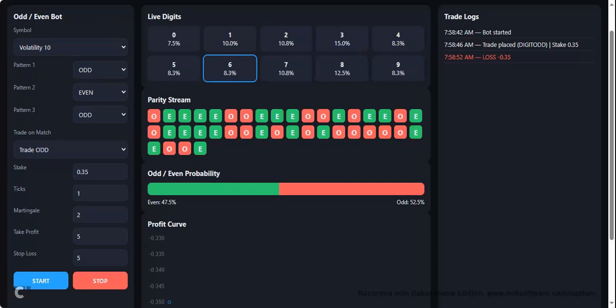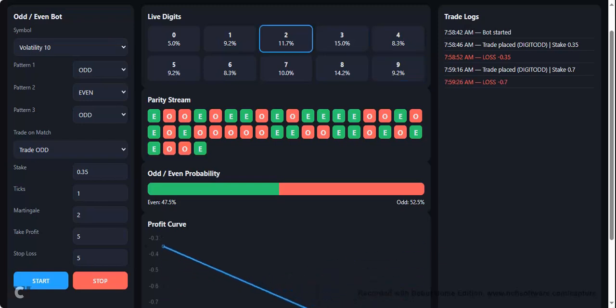When a pattern appears that matches the configured logic, execution is immediate. There is no hesitation, no emotional override, and no delay. The moment the sequence completes, the trade is placed automatically. That speed is critical, especially in high-frequency environments like volatility indices and 1-second markets where reaction time determines opportunity.